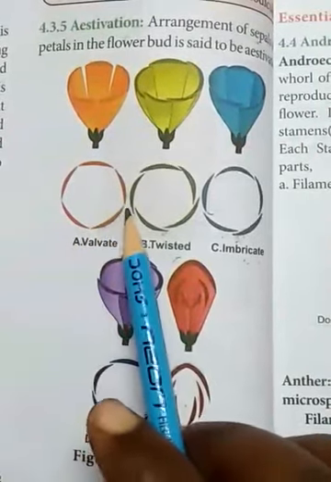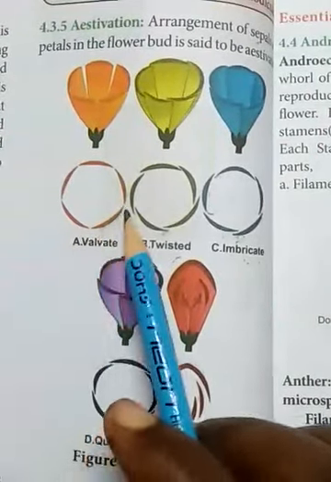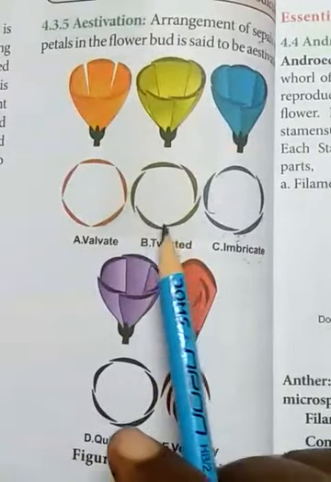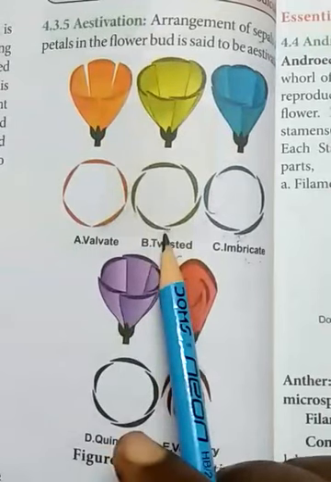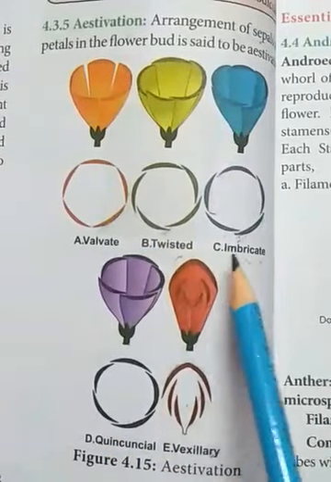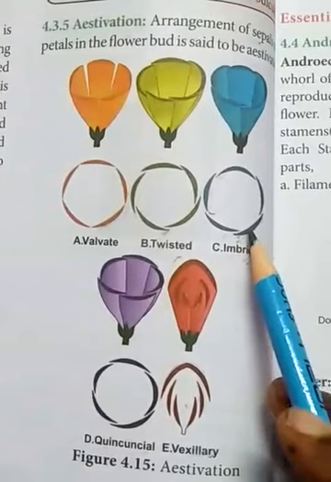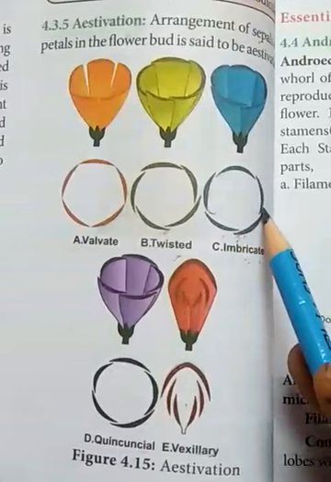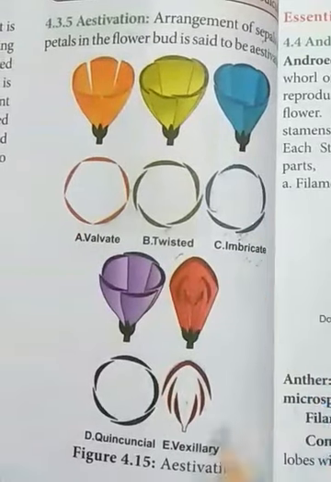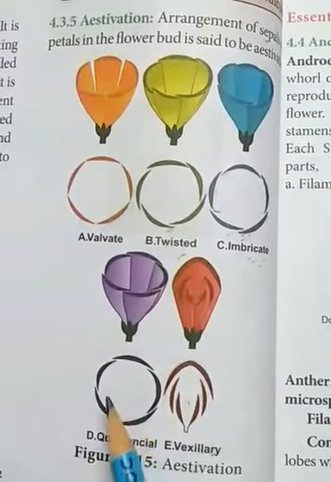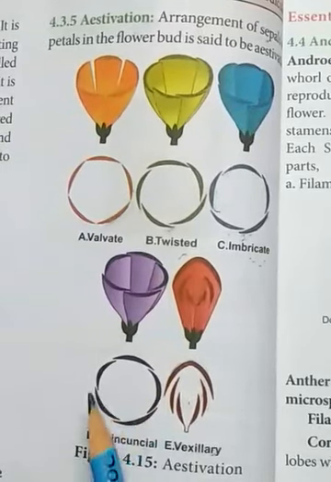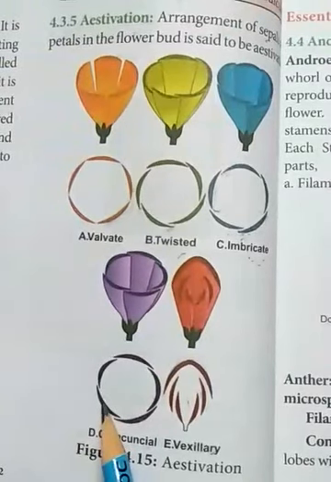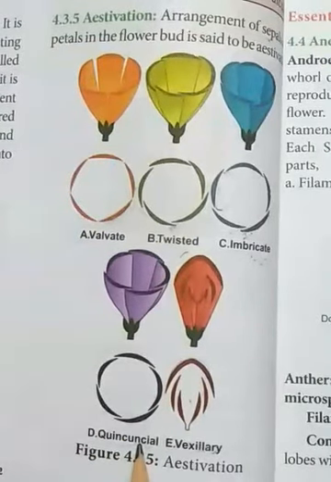Valvate: when the margins of the sepals or petals are not overlapping, we call it valvate. In twisted, the margins of the sepals or petals are overlapping, then we call it twisted. In imbricate, one sepal is completely outside, one is completely inside, and the remaining show the twisted arrangement. In quincuncial, two sepals or petals are completely outside, two are completely inside, and one shows the twisted aestivation.